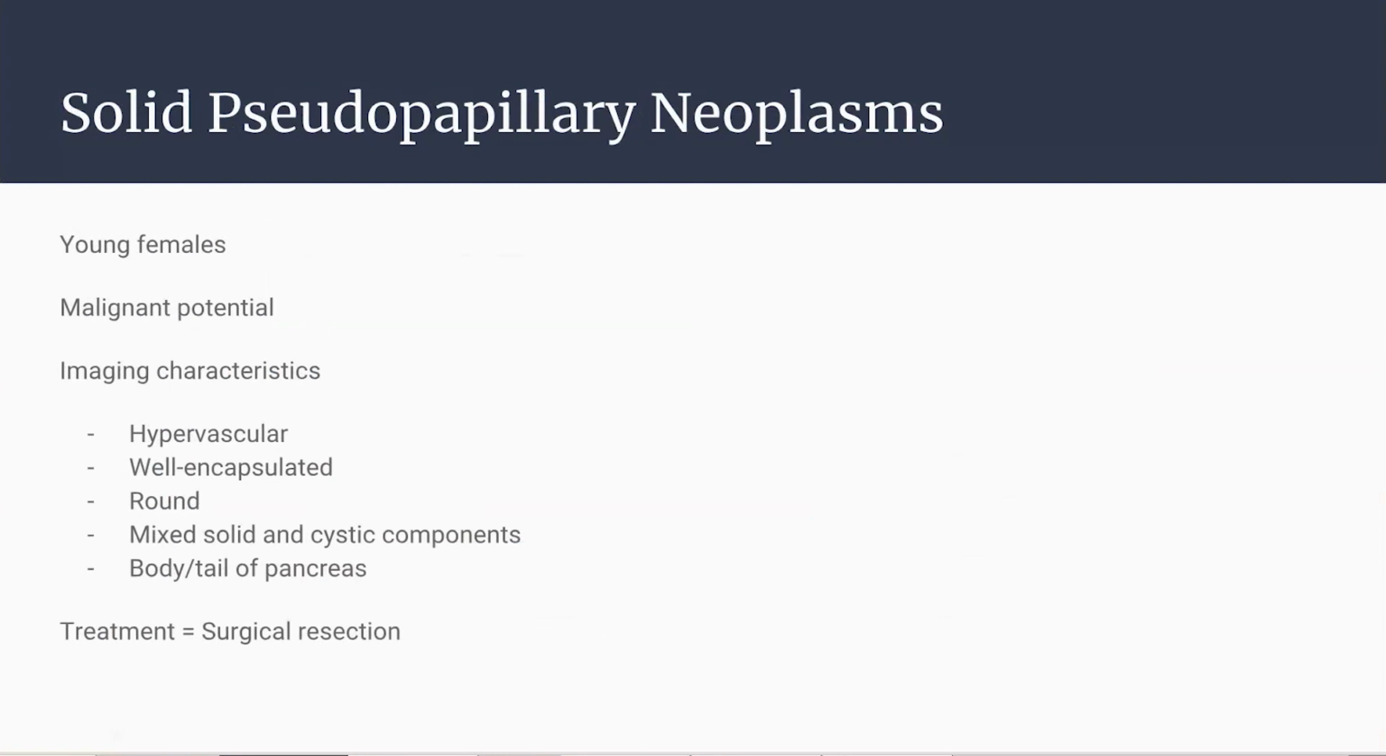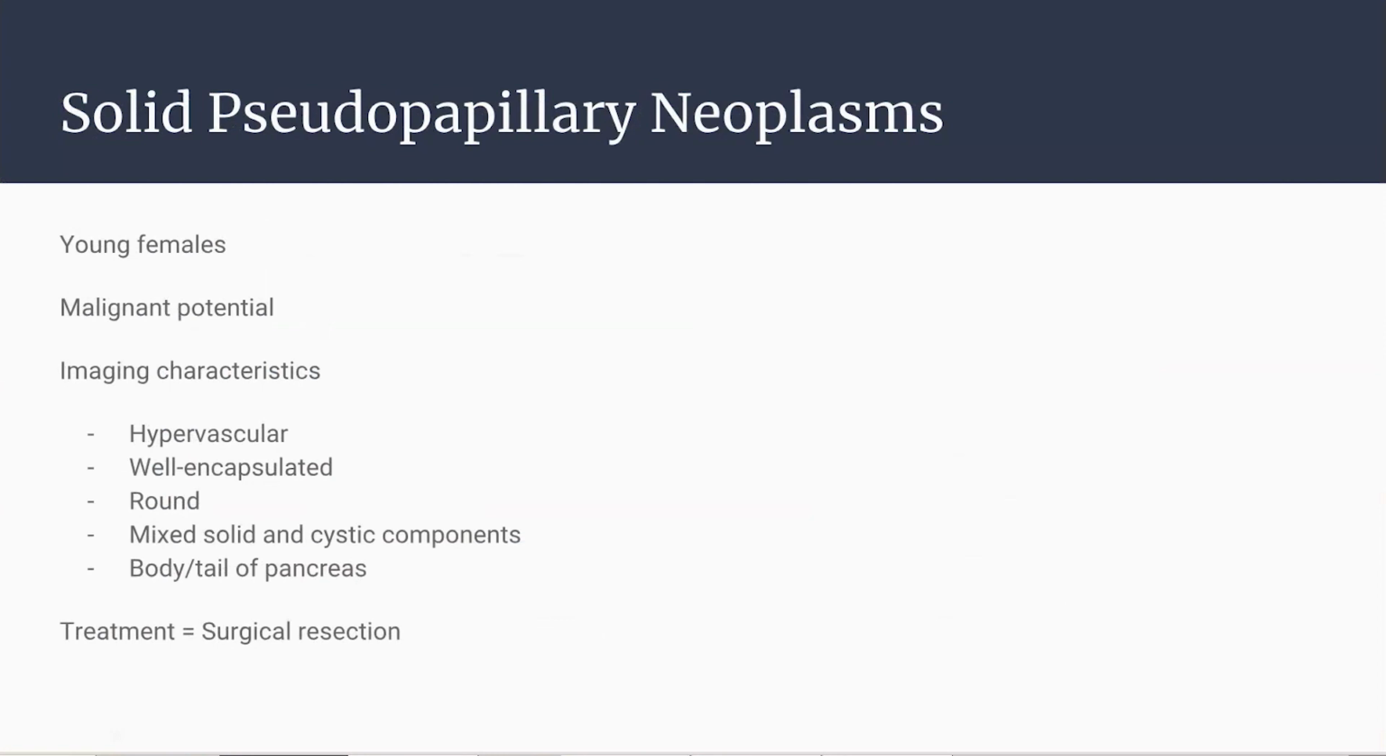It is rare for them to cause jaundice because most are in the tail, but they can cause mass effect on the stomach and colon, causing early satiety, nausea, vomiting, abdominal pain, and even bowel obstructions. Again, surgical resection is the mainstay of treatment due to their malignant potential.